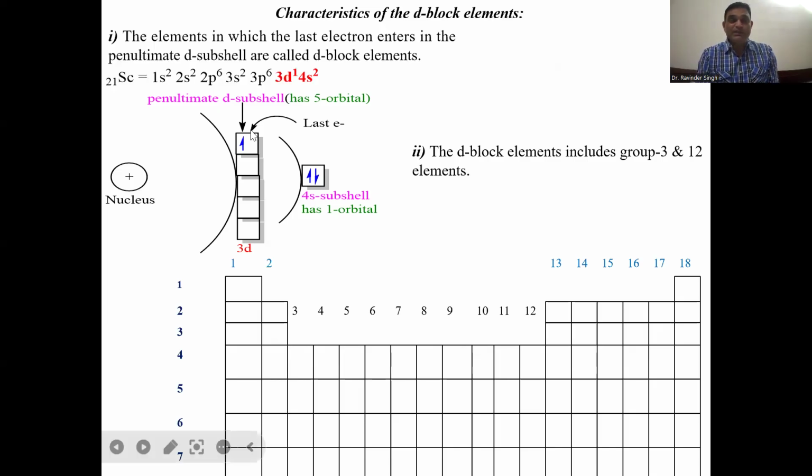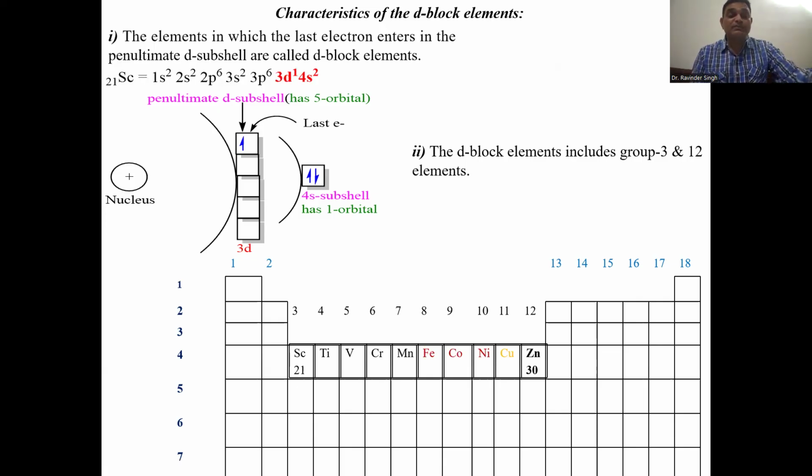Why 10? You can see in the diagram above, the d subshell has 5 orbitals. These 5 orbitals can have a maximum of 10 electrons, 2 in each orbital. As there can be a maximum of 10 electrons in the d subshell, the maximum number of groups for the d block will be 10, ranging from group number 3 to group number 12. So that is the answer to the particular question of why the d block has 10 groups.